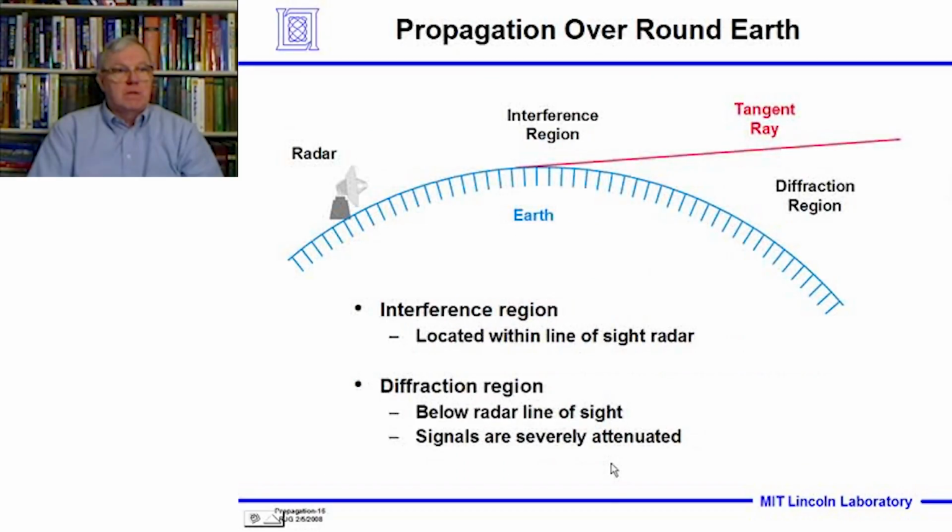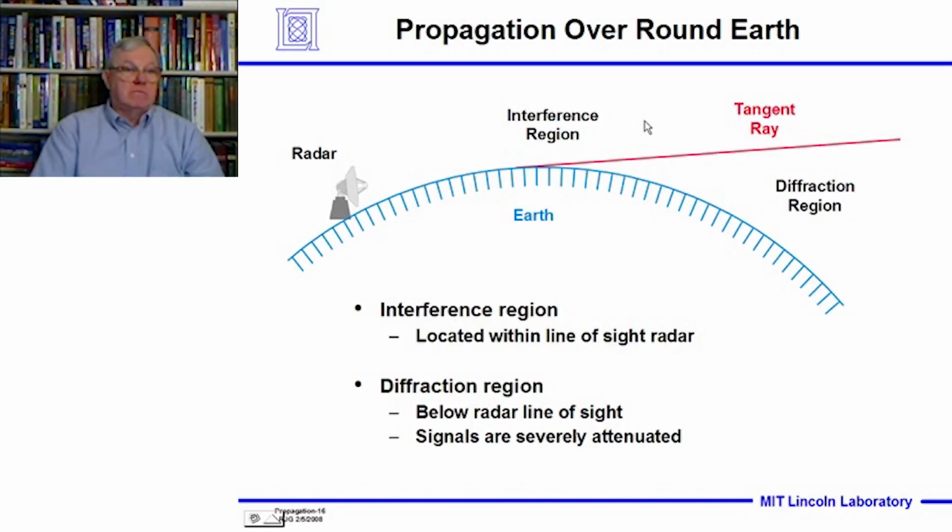Now let's look at some geometry to put into perspective what we're looking at. The area that we talked about on a curved Earth, between the radar and the tangent ray to the horizon, between what we call the line of sight path from here to the horizon, we call that the interference region, all this area, and that's because we can have a direct path going up to a target, and it's the area above the line of sight.